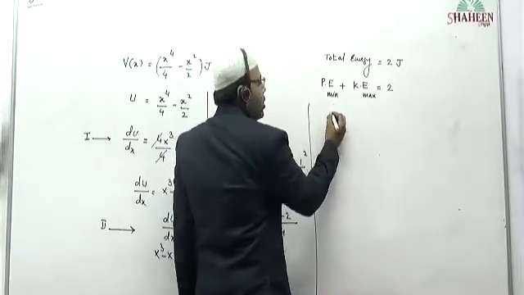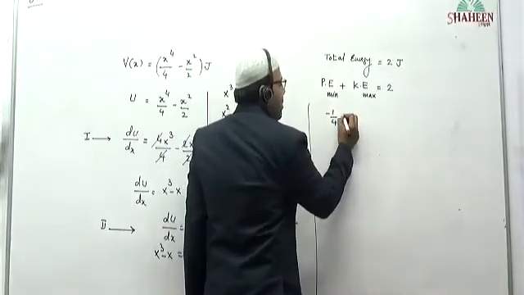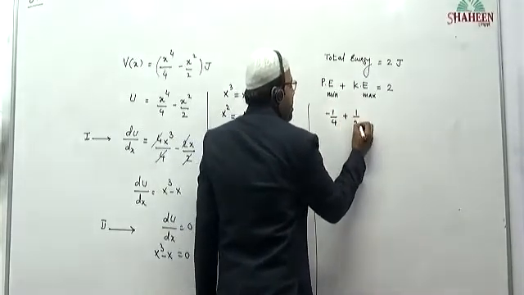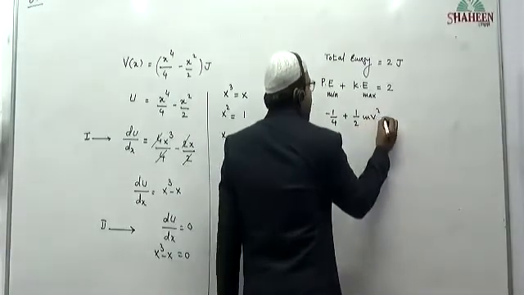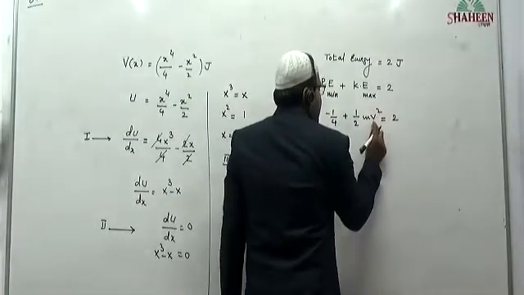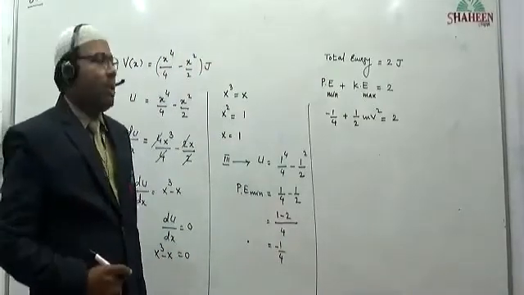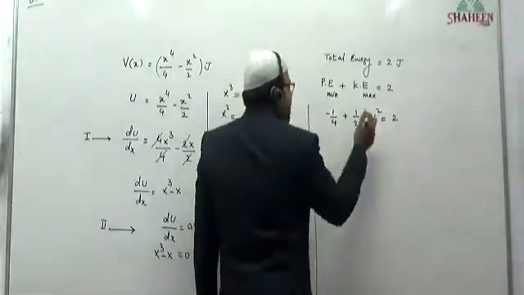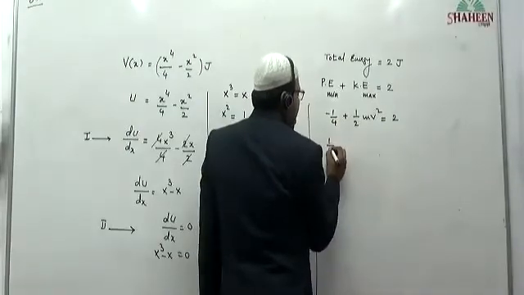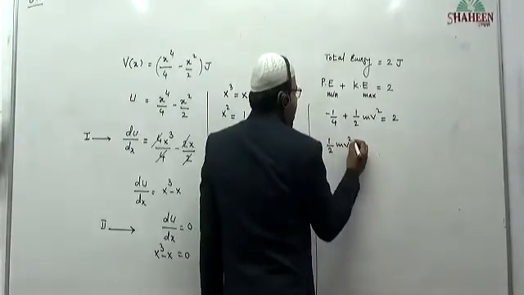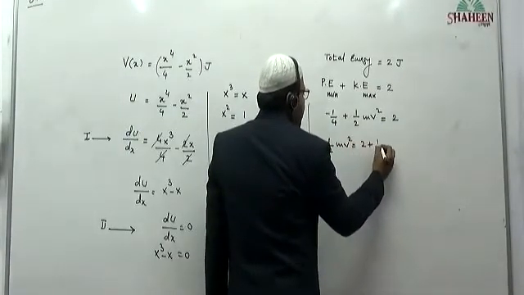Now come to the question. Minus 1 by 4 is the minimum potential energy. Kinetic energy is half mv square, that is equal to 2. And this velocity or this speed, whatever we are calculating, this speed is the maximum speed. So therefore, if I take this that side, what it becomes, let us see. So half mv square is equals to 2 plus 1 by 4.